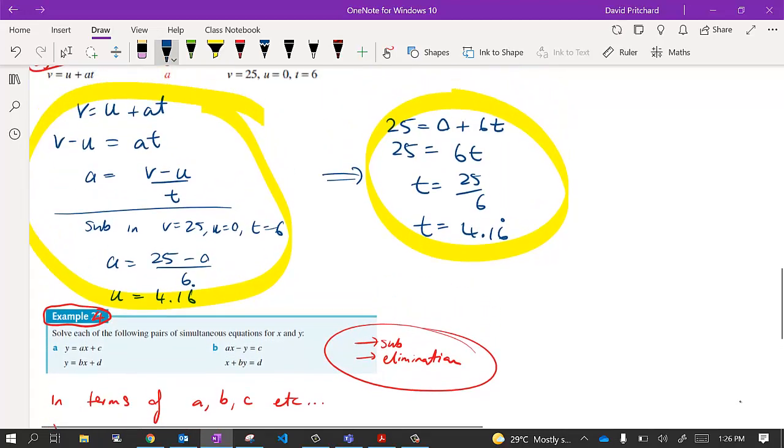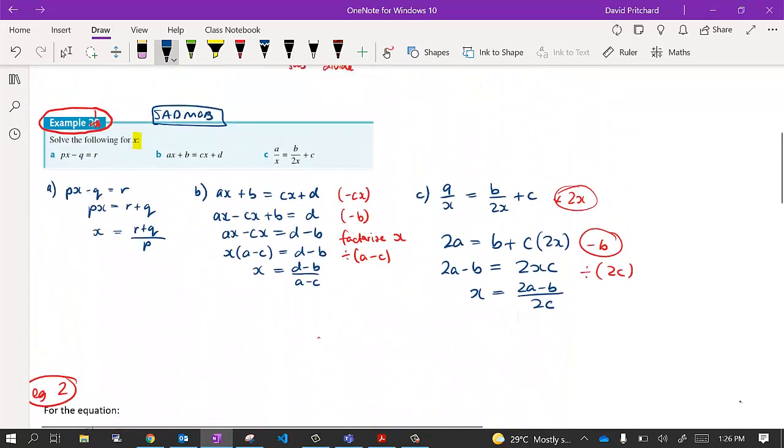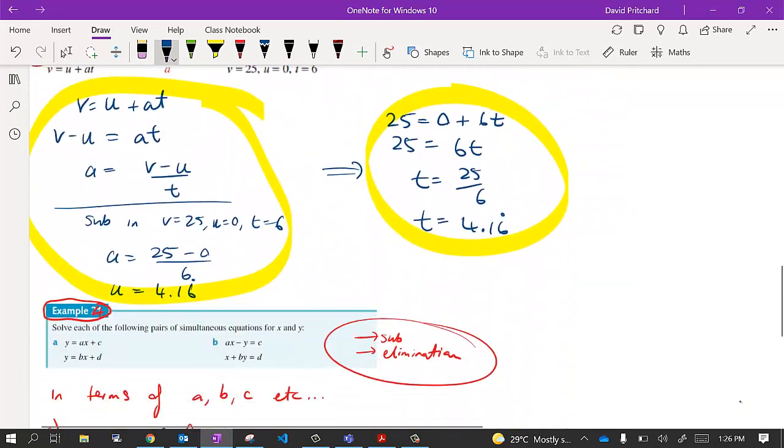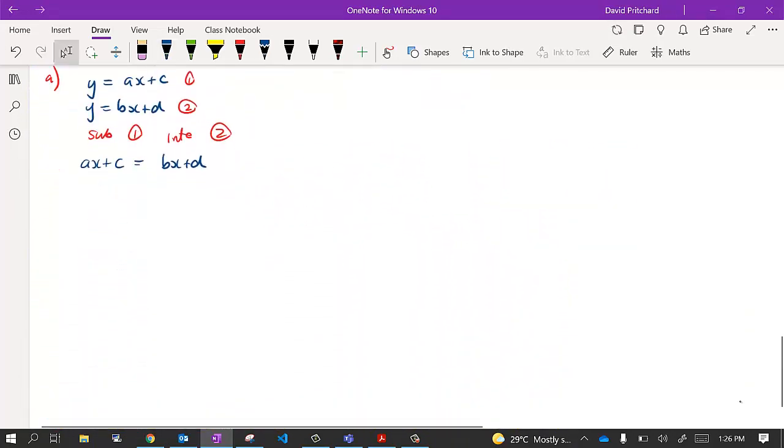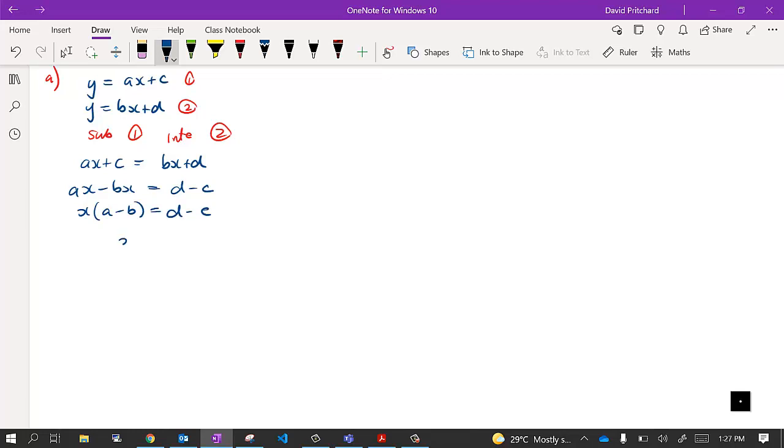Now this is very similar to something we solved just earlier. So AX plus B is equal to CX plus D. Well, not exactly the same, but close. So let's subtract BX and subtract C, and we've got AX take BX is equal to D take C. Factorize X out. A take B times X is D take C, and X is equal to D take C on A take B. So now we've solved for X.